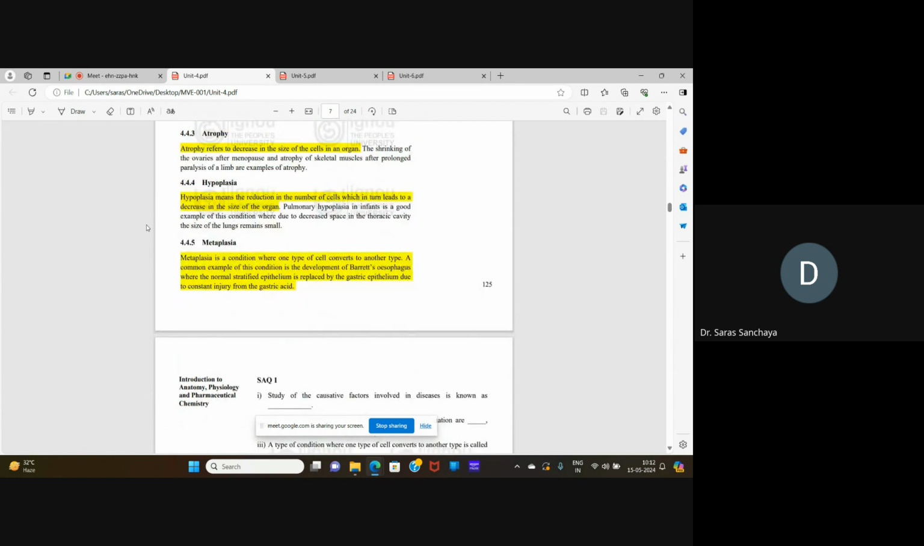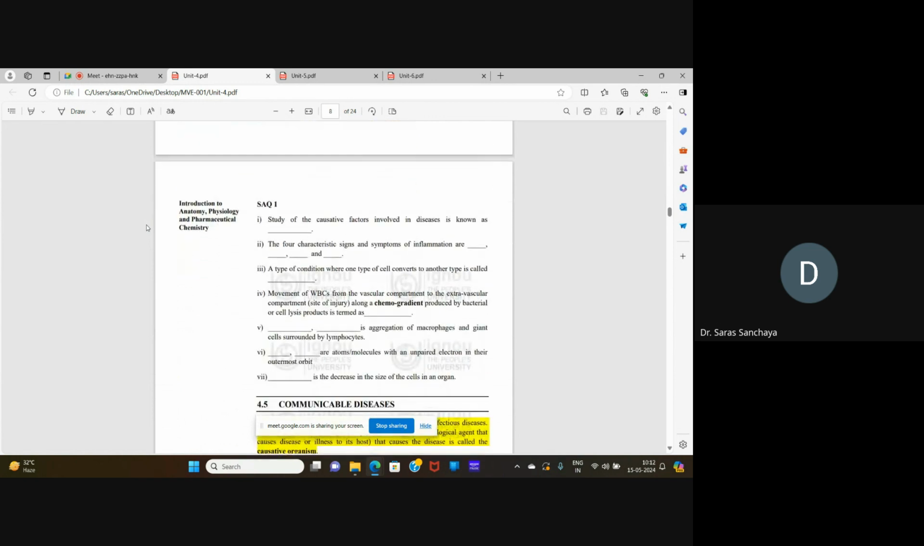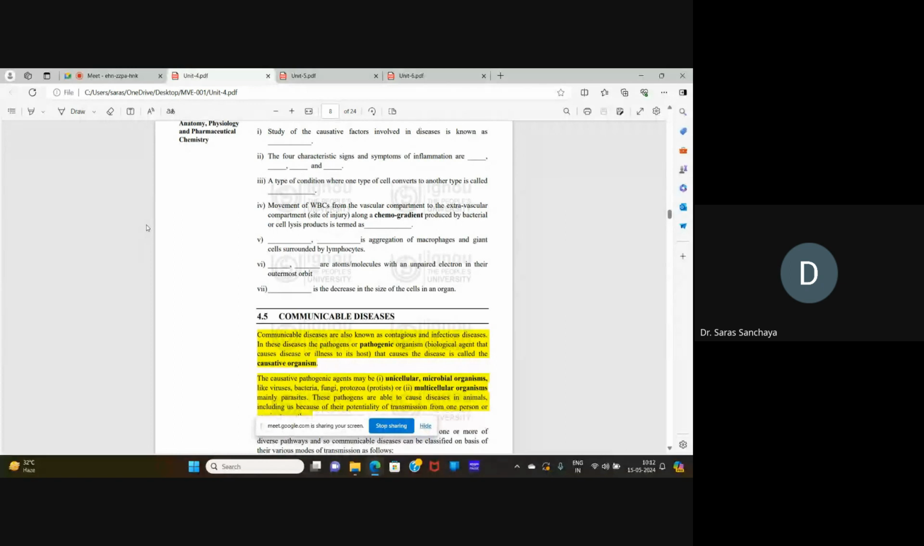Then there can be metaplasia. Metaplasia is a condition where one type of cell converts into another type of cell. A common example of this condition is the development of Barrett's esophagus, where the normal stratified epithelium is replaced by gastric epithelium due to constant injury from the gastric acid. So, if the type of the cell is changed, it is called metaplasia. And sometimes this can be carcinogenic.